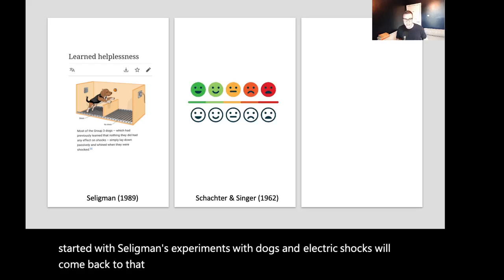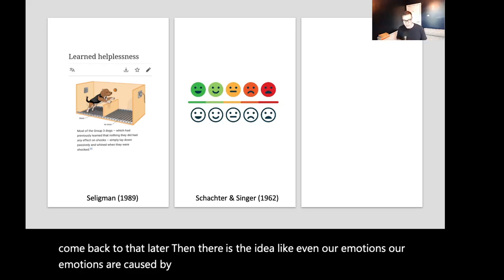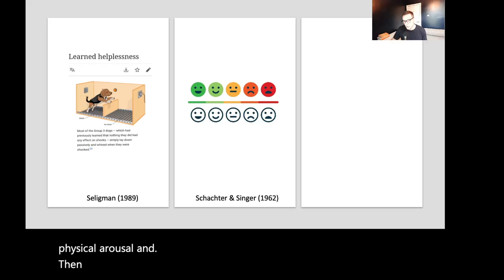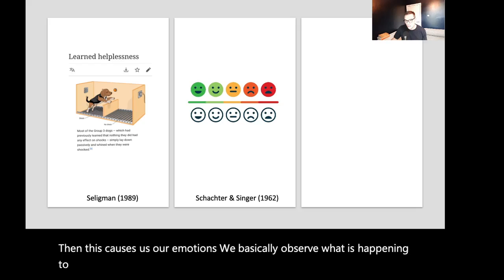Then there was the idea that even our emotions are caused by the explanations we have for them. In a certain situation we have some kind of physical arousal, and this causes our emotions. We basically observe what is happening to us, explain that, and that results in our emotions.